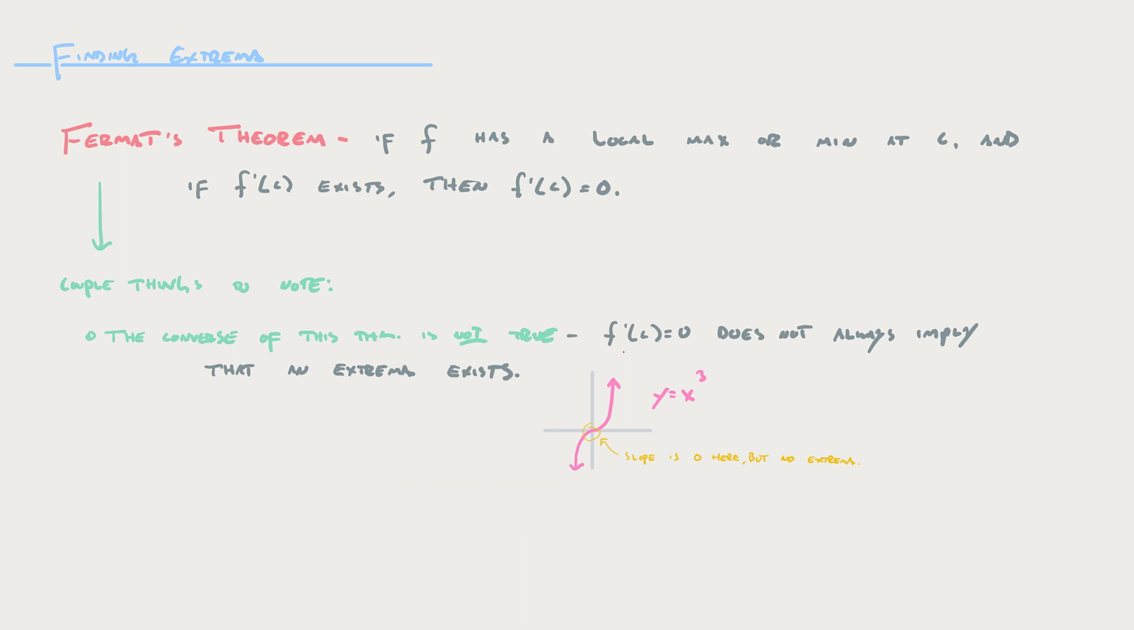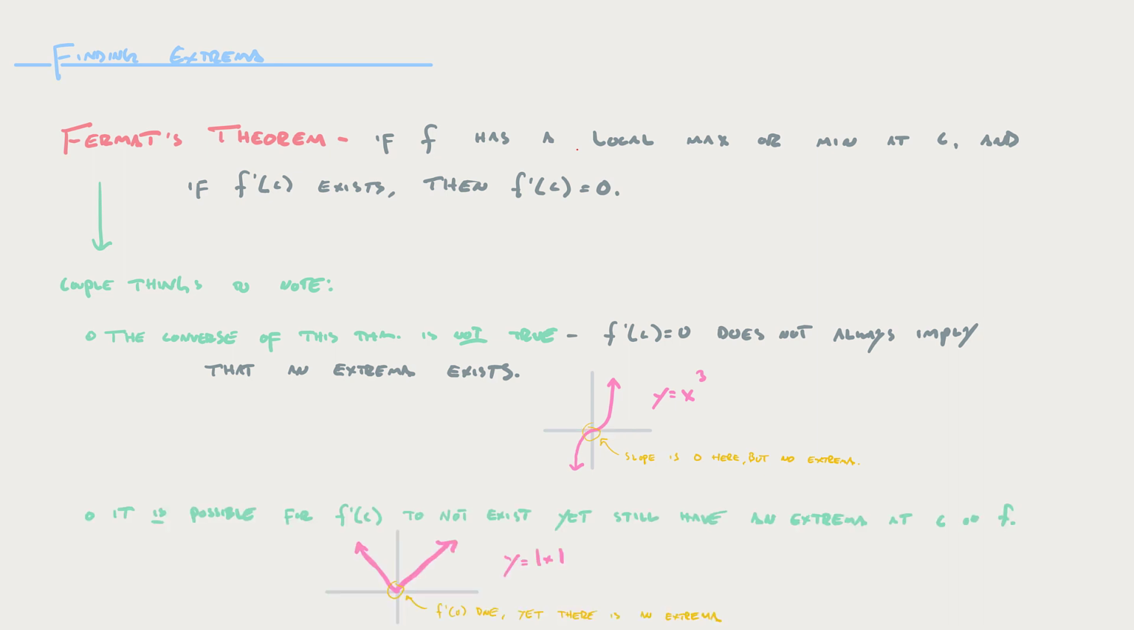And an example is the x cubed function. The slope is actually 0 at 0, but obviously based on the graph, just looking at it, you wouldn't say that there's an extrema that exists there. So this is only saying if there's a local max, then the derivative is 0, but we can't say, oh, where the derivative is 0, that's going to be a local max or local min.